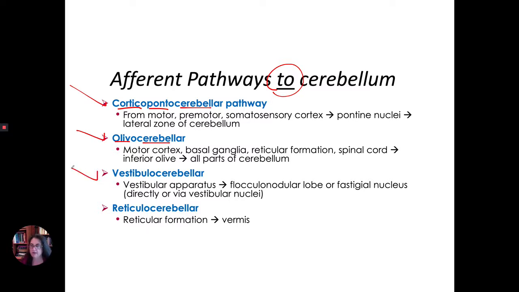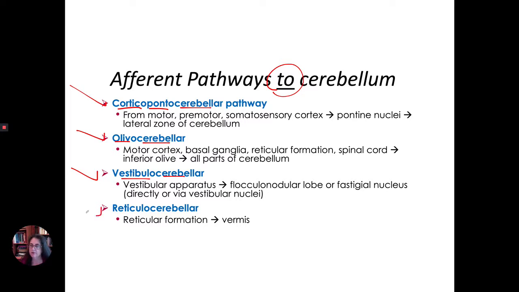Vestibulocerebellar, as the name implies, comes from the vestibular apparatus and goes to the cerebellum. So vestibular apparatus heads to the flocculonodular lobe or fastigial nucleus, which is one of our deeper nuclei within the cerebellum. It could have some fibers going directly from the vestibular apparatus to this part of the cerebellum for balance type things, or could be relayed by one of those vestibular nuclei.